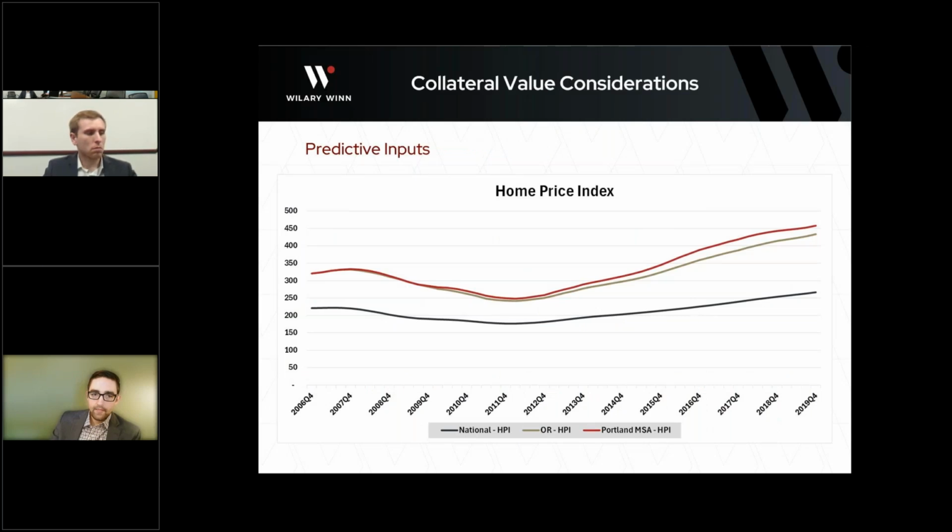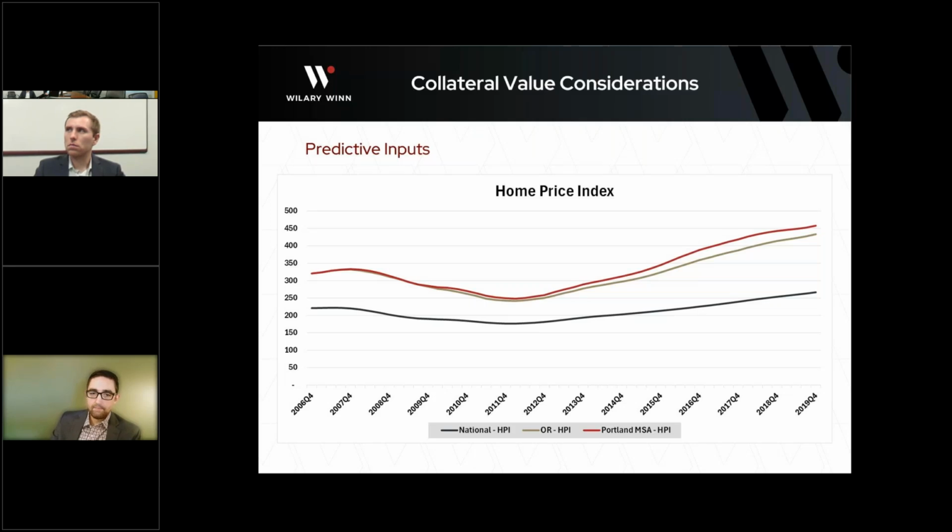In addition to credit scores and other indicators like unemployment, we're taking collateral value into play as well. Obviously very important on the real estate side. We do that by incorporating housing price appreciation into our model. We see this as a predictive input on collateral value trends. Changes in property values are going to affect both the chance of default and also how severe the loss is going to be if that default occurs.